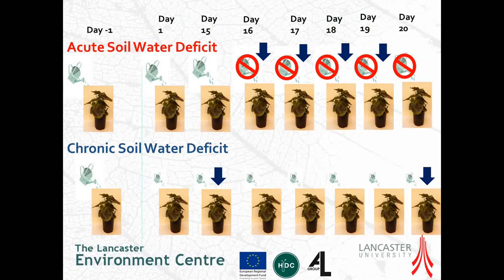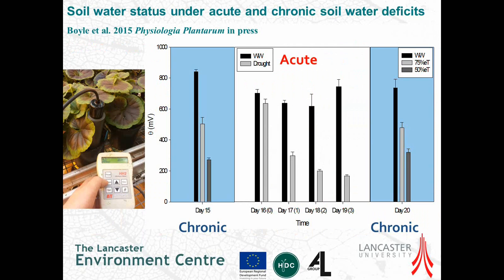We set up two different treatments. I guess an acute soil water deficit where basically water was withheld from the pots. And then a chronic soil water deficit where the plants were given small amounts of water very frequently. So what impacts did this have on the soil moisture content in these pots?